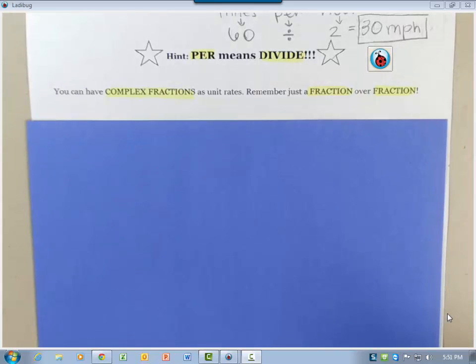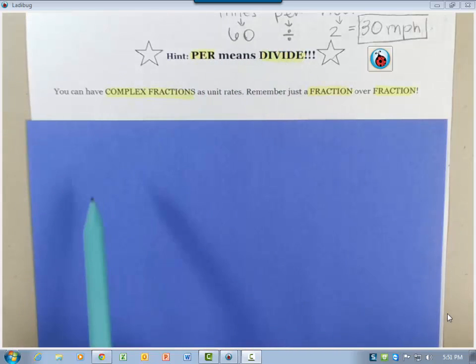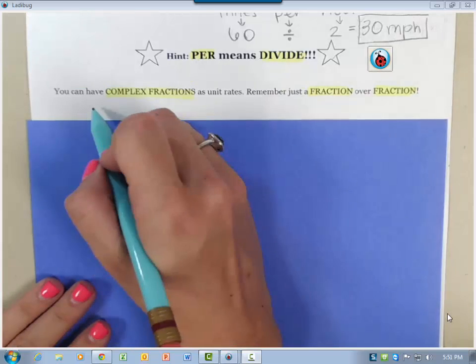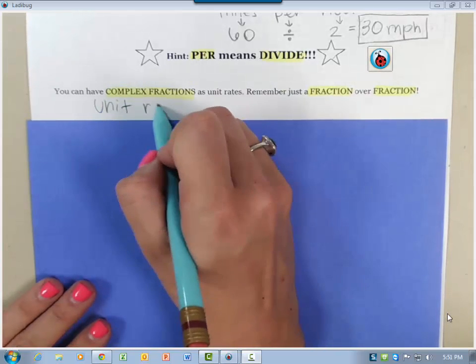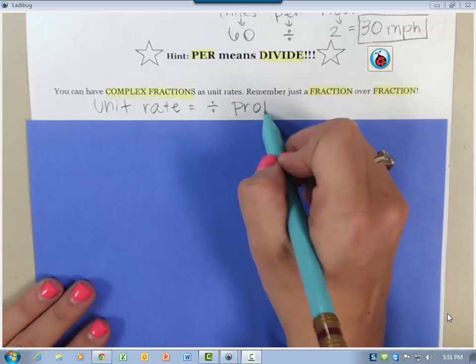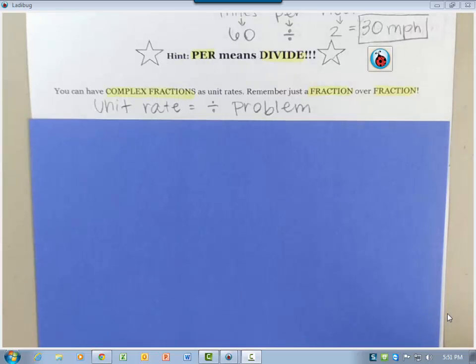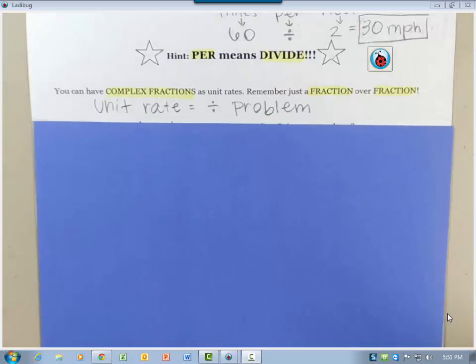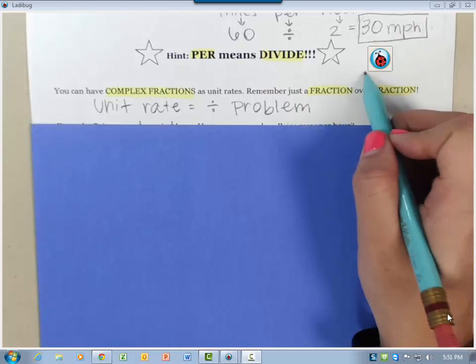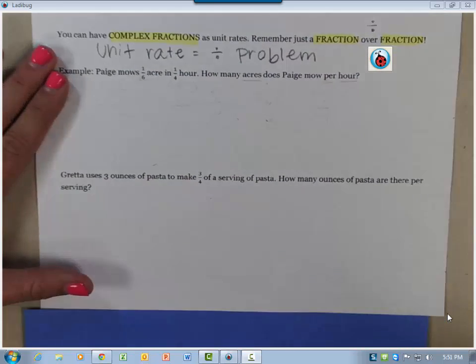You can have complex fractions that use unit rates. Remember, per means to divide. A unit rate is just a division problem, guys. A unit rate is a division problem. Okay, remember a complex fraction is a fraction over a fraction. That over part, that's just a fraction divided by a fraction. Alright, let's look at this example.